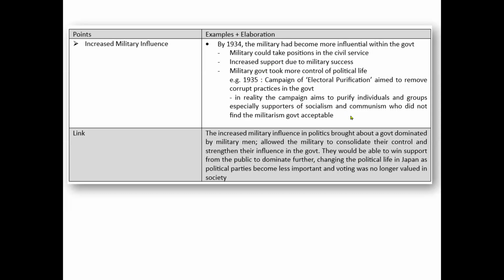They even came out with a campaign aimed to remove corrupt practices. But what they wanted to do was actually just to get rid of whoever was against them, inclusive of communism. It was definitely easy once they were in power. It allowed the military to consolidate and influence the government, and they were able to win the support from the public. And it feels as though voting was not necessary because the military was that strong.